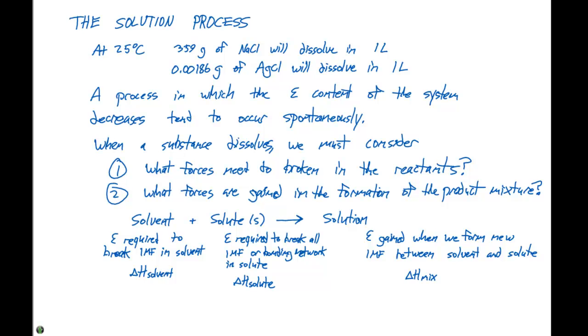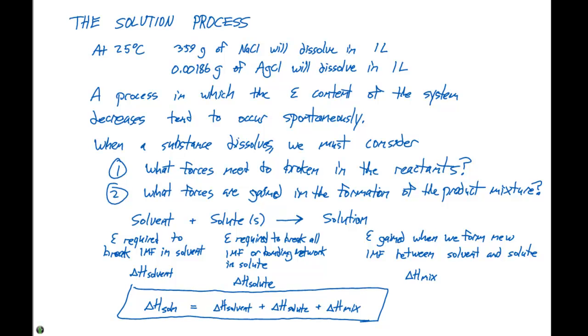So overall, we can write this reaction as delta H of solution, which is the whole solution process, is going to equal the delta H of the solvent plus the delta H of the solute plus the delta H of the mixture. And this is going to help us predict whether or not this particular dissolving process will happen. If you remember back from chapter 5, when delta H is negative, a reaction tends to proceed spontaneously. So we need to figure out here, when is our delta H of solution going to be negative?